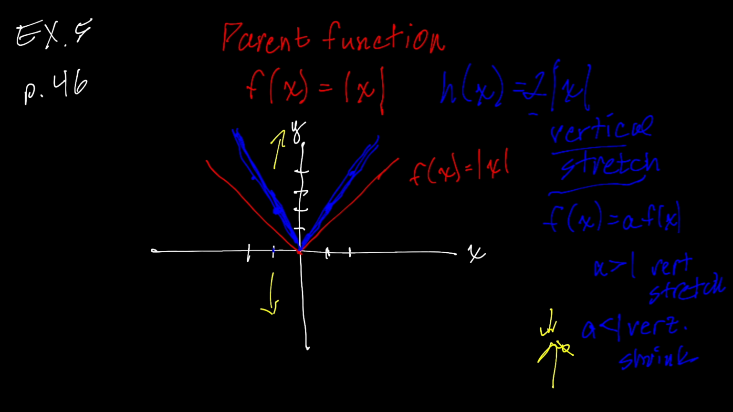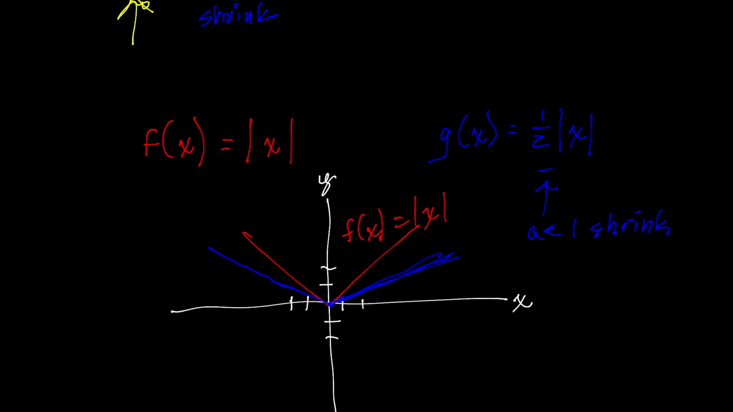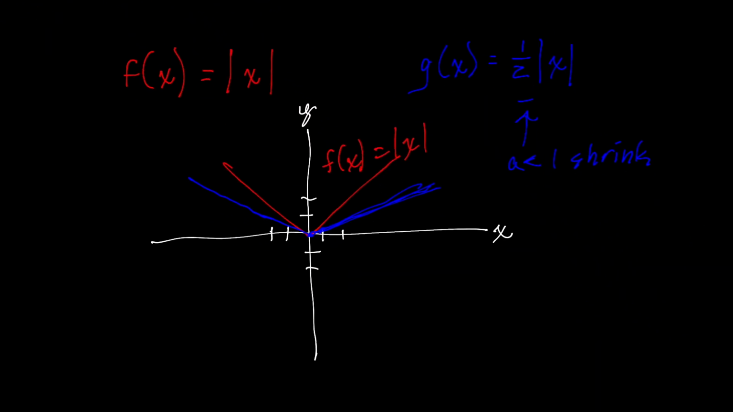Let's look at an example, same screen here, but same function. We're looking at f of x equals the absolute value of x, only this time instead of multiplying by 2, we're multiplying by a half. So this is that A I was just talking about. It's less than 1, so that's going to result in a shrink, a vertical shrink. I should write vertical shrink. We're going to do horizontal shrinks at a future date.